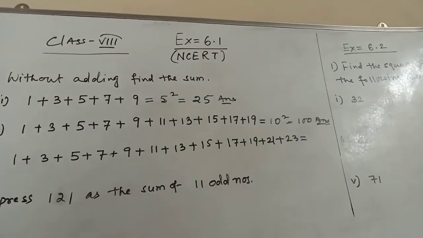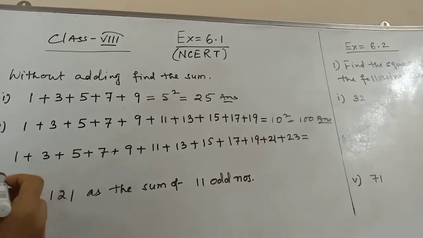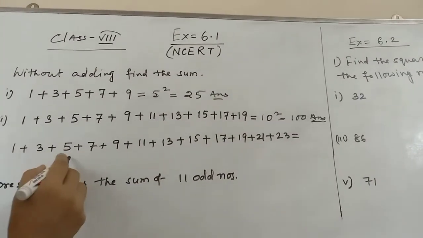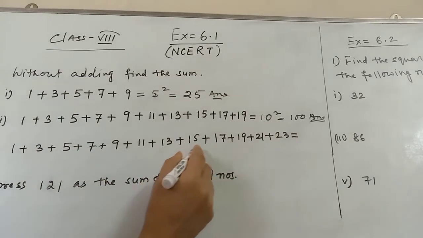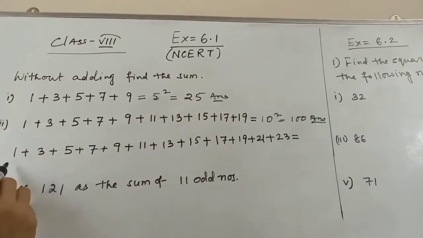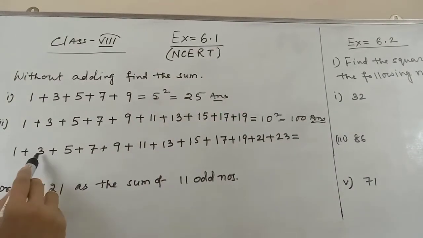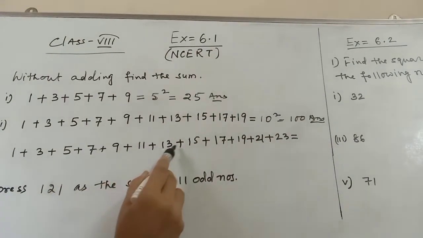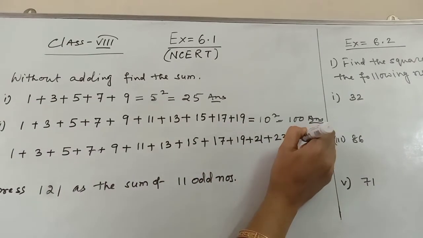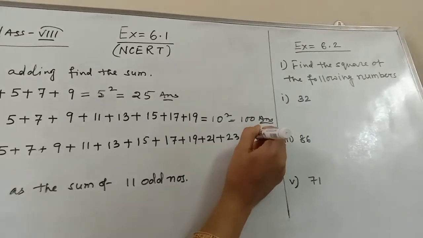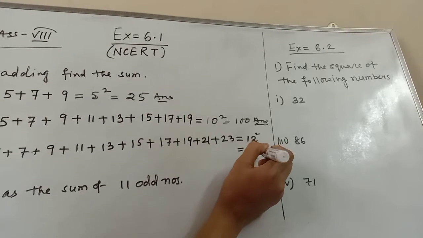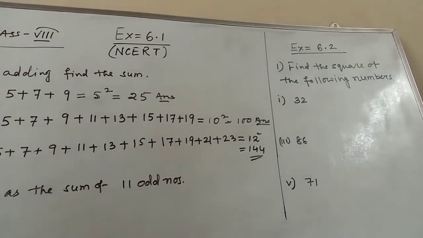Next, now the next one is 1, 3, 5, 7, 9, 11, 13, 15, 17, 19, 21, 23. Consecutive odd numbers. How many are there? 1, 2, 3, 4, 5, 6, 7, 8, 9, 10, 11, 12. That means it is 12 square. 12 square, that is 144. Understood? This is the answer.